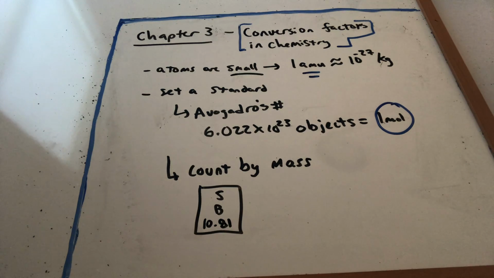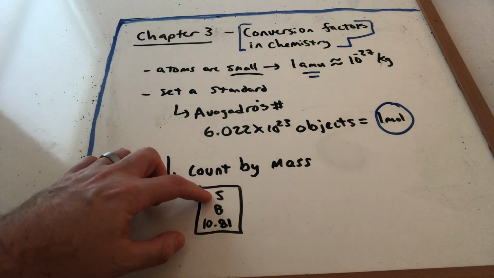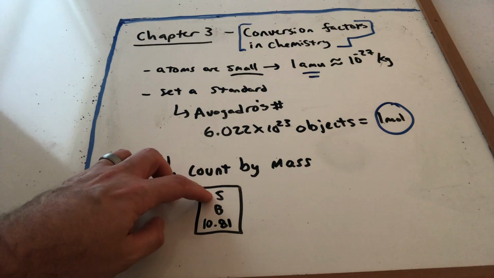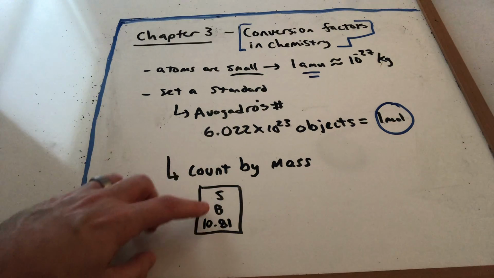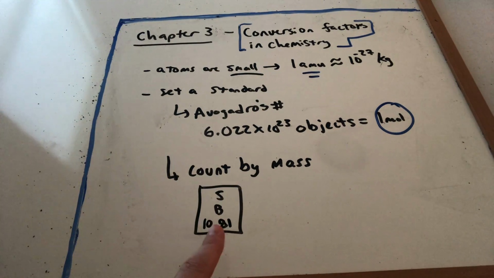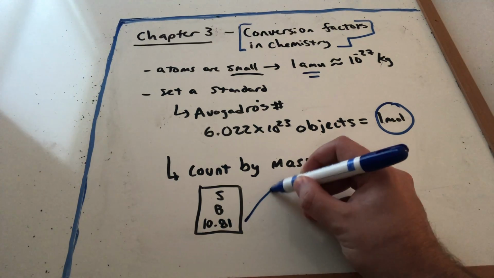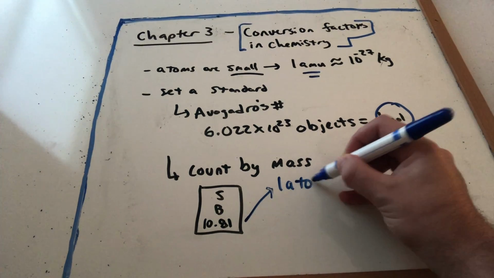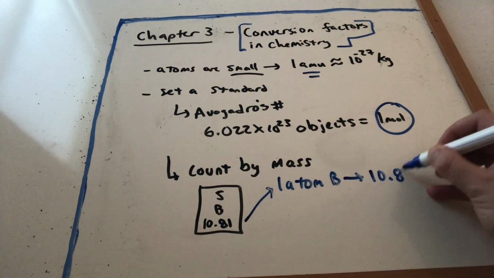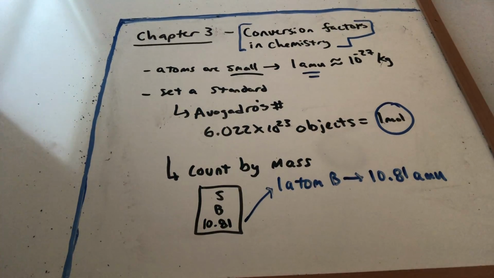Avogadro's number also allows us to count by mass because in setting a standard, we can look at something like atomic mass. So in the periodic table, we know that we have a number without a decimal place, that is the Z, the atomic number, and that's the number of protons. And I just picked boron again, just as an example. We know that if you just look at one atom of boron, its mass would be 10.81 AMU, right? We learned that in previous chapters.